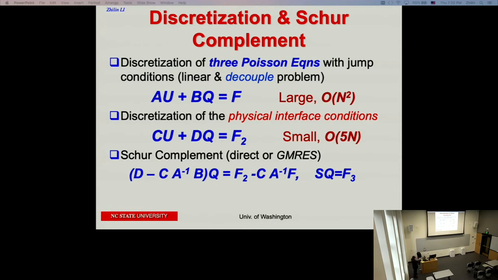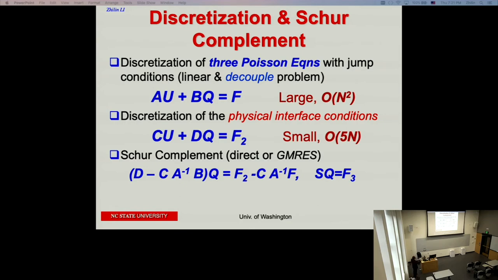So when you discretize, suppose we know Q, that means the augmented variables. You put them together, you get a bigger equation. And so the U has n squared unknowns, actually it's three times n squared. Then you do the discretization of the five conditions to match the system. But that's a one-dimensional problem, so you do the linear interpolation, and you get a small equation for Q. So you put them together and you get the big system of equations. If you solve the big system, then you are done.